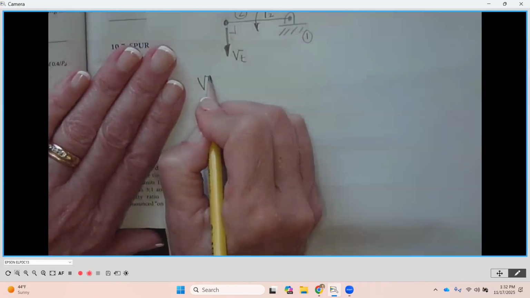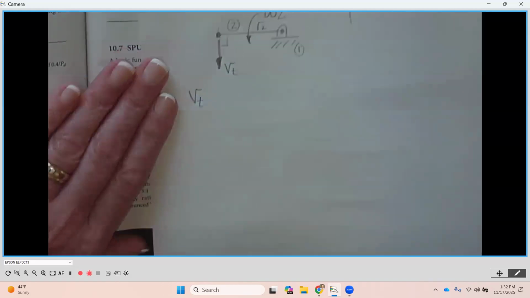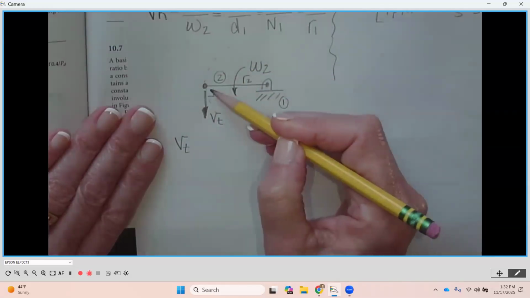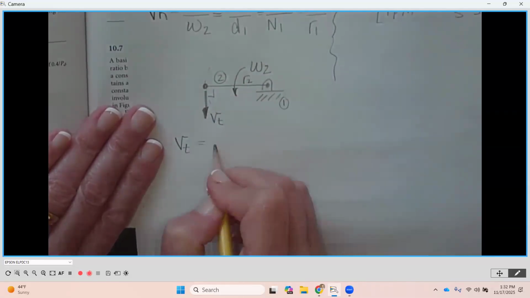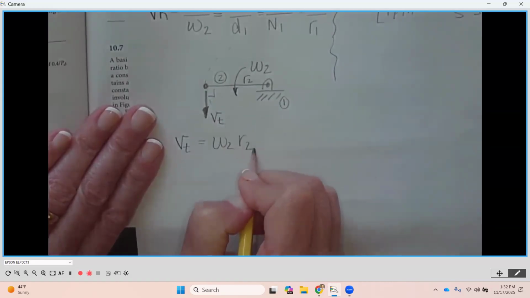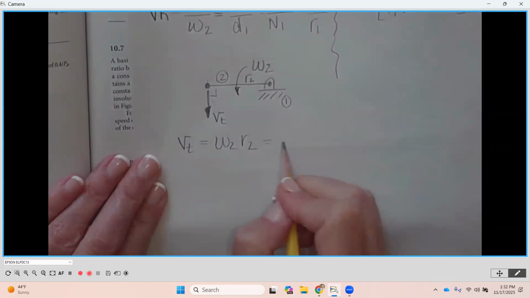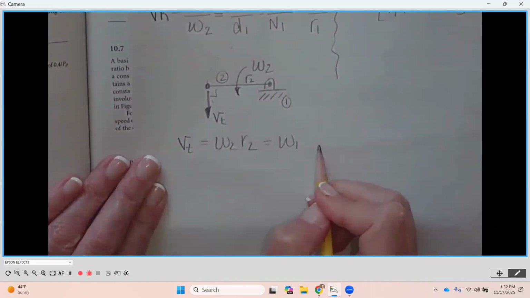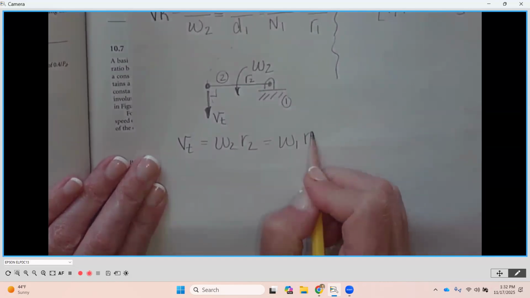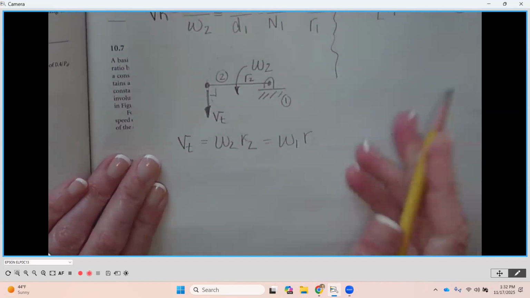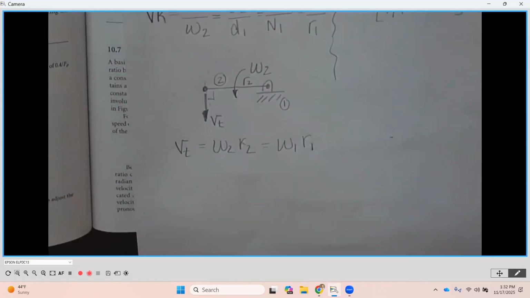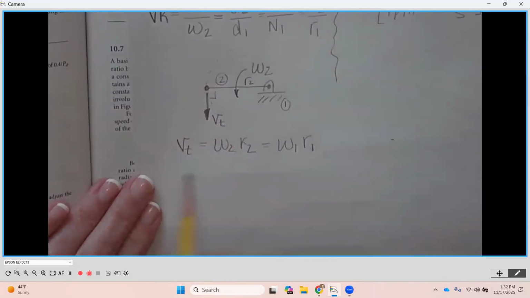So straight line velocity, what we call pitch line speed, because this is the pitch diameter, is going to be equal to W2 times R2. If we're on the pinion, it can also be equal to W1, which is the angular velocity of the pinion, times the radius of the pinion. Does that make sense to everybody? So whether it's a 1 or 2 is really gear or pinion. Okay. So this is familiar to us.